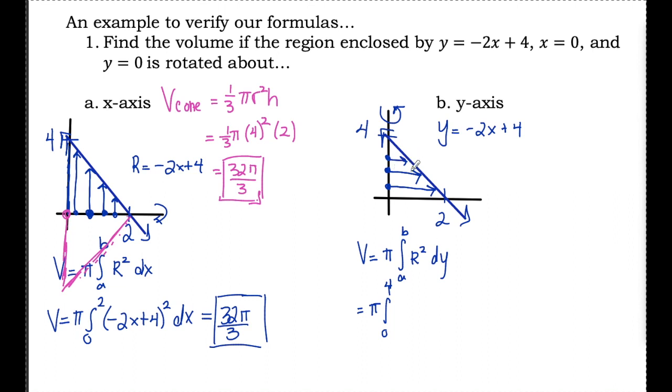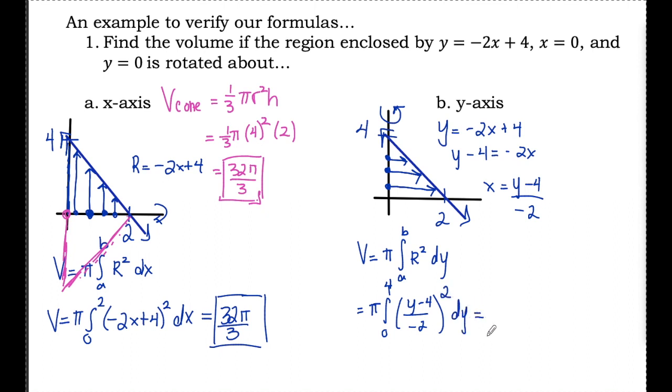They're these horizontal distances, so I have to solve for x instead. When I solve for x here, I get (y minus 4) over 2. So that means the distance from the y-axis to any point on this line can be represented as (y minus 4) over negative 2. Whatever y value I plug in, I'll get the distance from here to here, from here to here, etc. So I can plug in (y minus 4) over negative 2 for capital R, the radius of each of these little circles, square it, and integrate with respect to y.